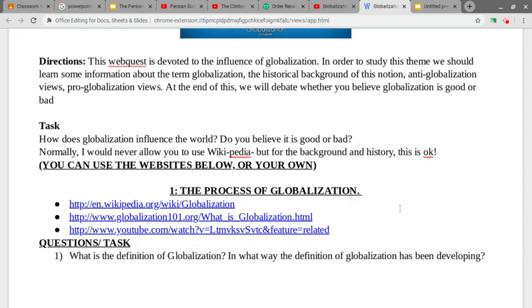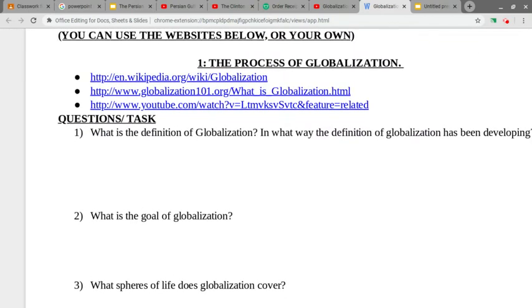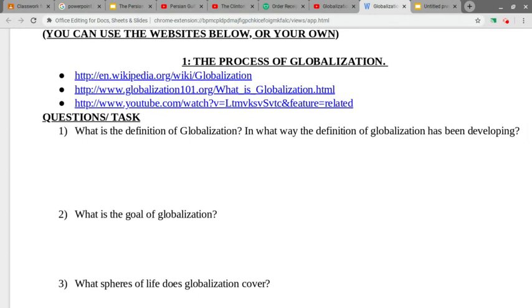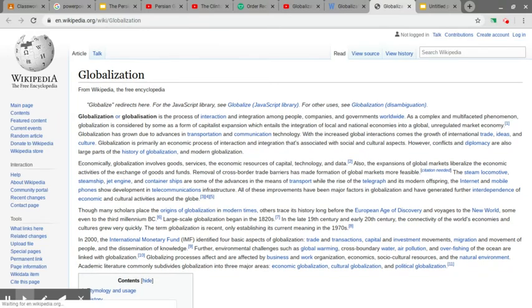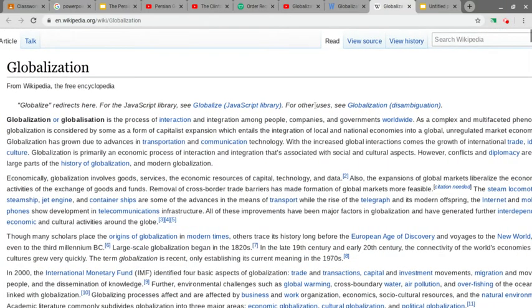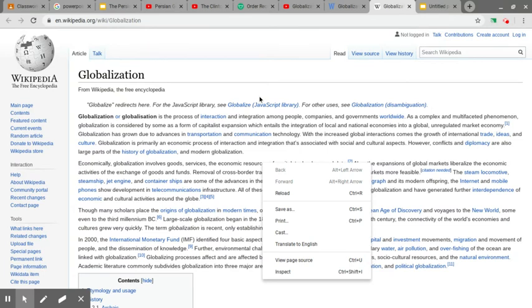So, how does it work? Well, I've stressed the importance all year of making sure you have good sources, but as long as we're making sure to fact check Wikipedia, that'll be fine. It's a good place to start, basically. I'm not going to read this whole thing, but globalization is the process.